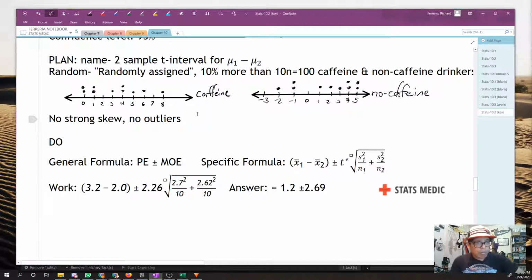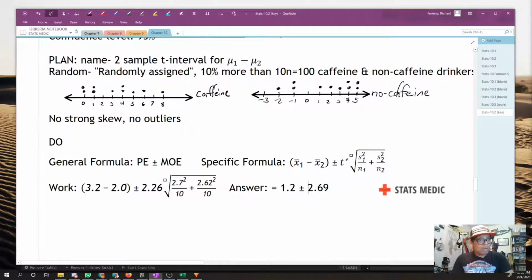Okay, here we got our general formula, PE plus MOE. Our specific formula, that's from above. Substitute our numbers: 3.2 and 2.0 for those means, 2.7 and 2.62 are the standard deviations, and you come out with 1.2 plus or minus 2.69.